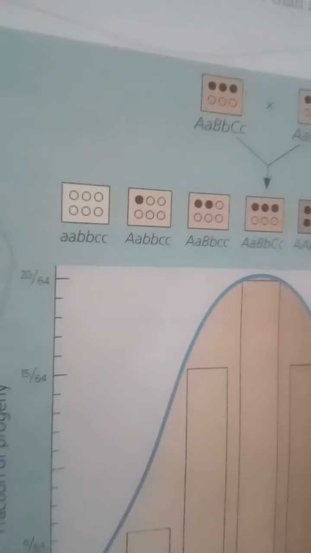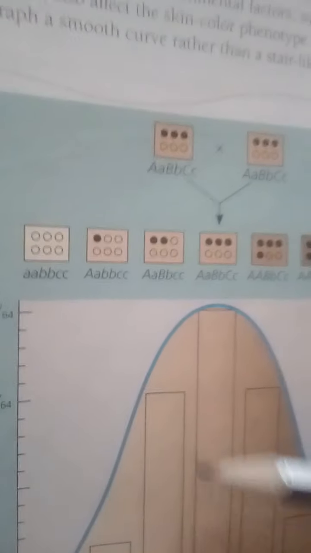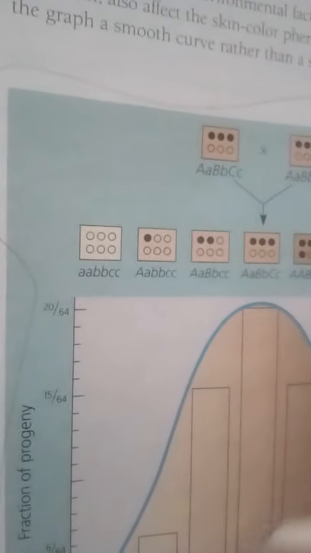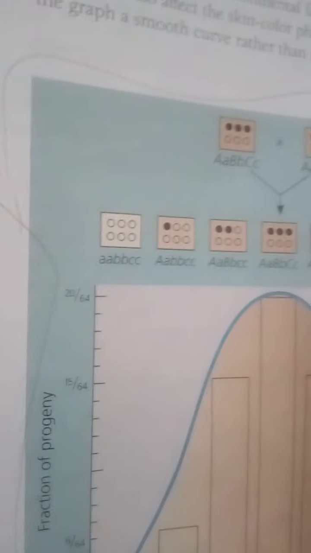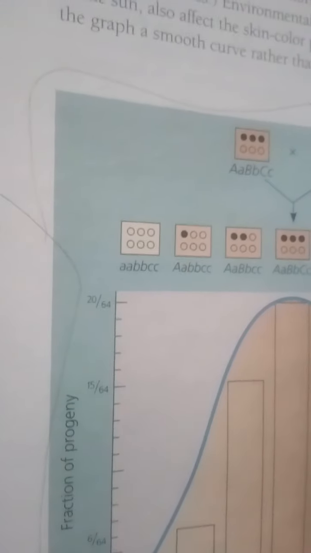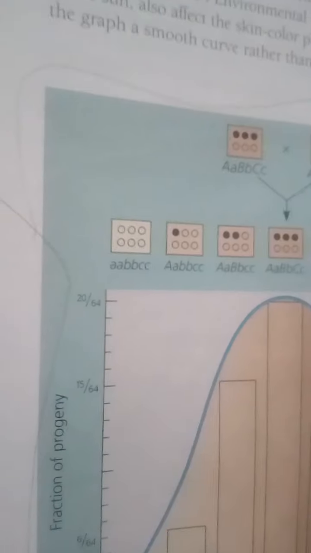A simplified model for polygenic inheritance of skin color. According to this model, three separately inherited genes affect the darkness of the skin. The heterozygous individuals, A a, B b, C c, represented by the two rectangles at the top of this figure, each carry three dark skin alleles, black circles, and three light skin alleles, open circles.